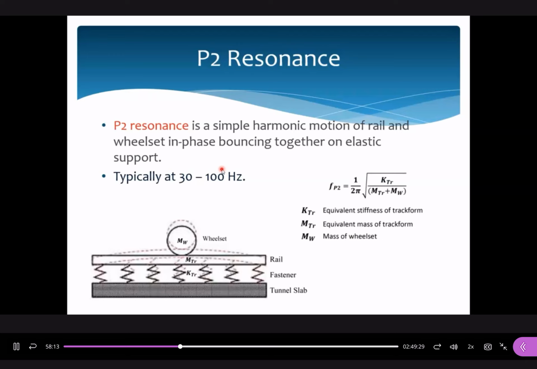Okay, here I just state the equations first, and I mark remarks here. P2 resonance. Actually, this is a phenomenon that we call P2 resonance. It is the in-phase bouncing together of the vehicle's unsprung mass in relationship to the stiffness.